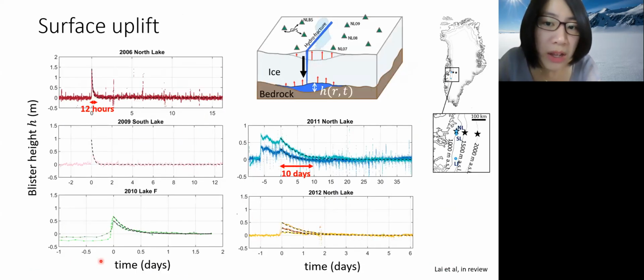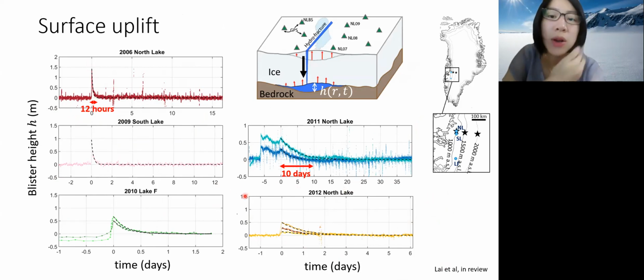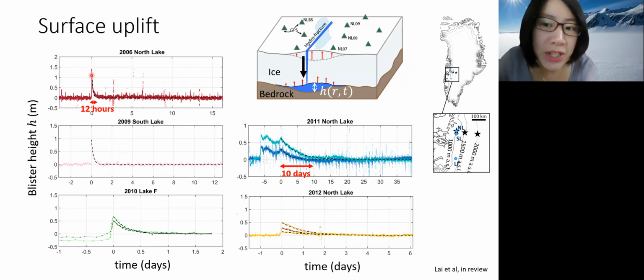Here we look at three different lakes and collect the data of blister height that peaks and then relaxes as a function of time for 5 different lake drainage events. Interestingly, we observed that the relaxation timescale ranges from as short as 12 hours to as long as 10 days. Our goal here is to understand what governs the relaxation dynamics and why the relaxation time varies dramatically between different relaxation events.